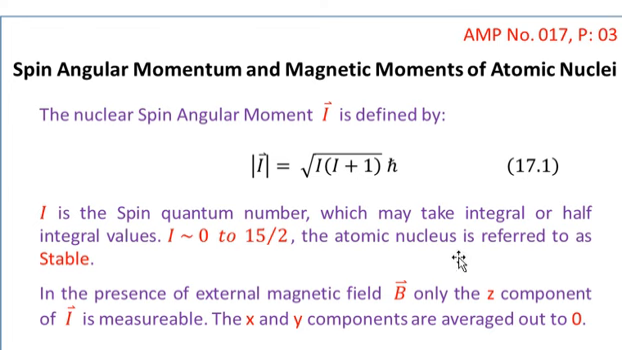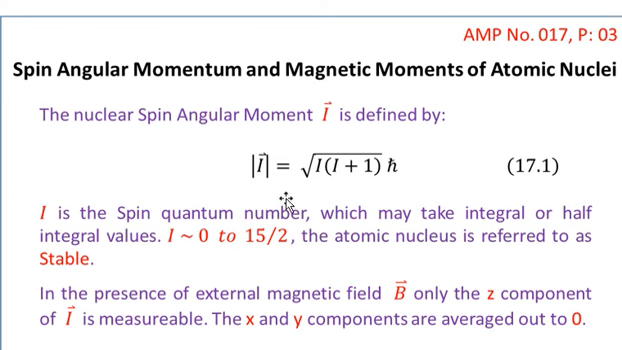The nuclear spin angular momentum is represented by capital I, and the magnitude of the vector I is equal to the square root of I into I plus 1, with h bar outside the square root. This is the very popular definition that we have for the orbital angular momentum and for the spin angular momentum of the electrons. But when we are talking about the nucleus, this quantity is referred to as capital I, which we regard as the nuclear spin angular momentum, a vector quantity.